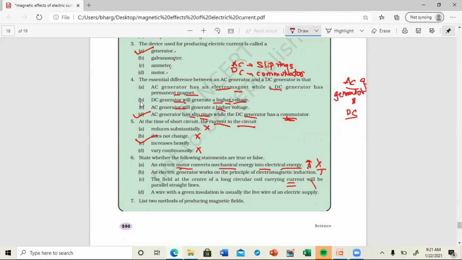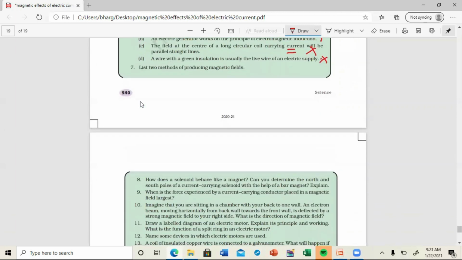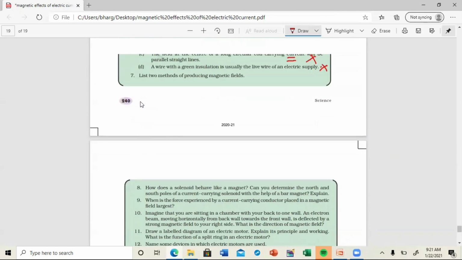State whether the statement is correct: at the time of short circuit, the current in the circuit reduces substantially, wrong. Does not change, wrong. Increases heavily, that is the correct answer. C, at the time of short circuit, the current in the circuit increases heavily. D, varies continuously, that is also wrong.